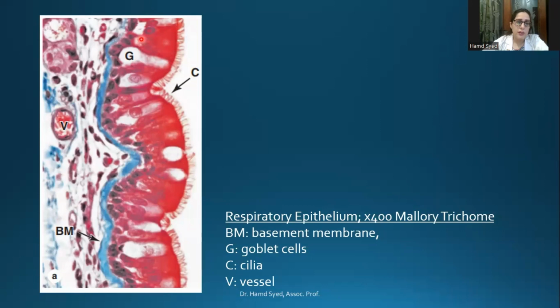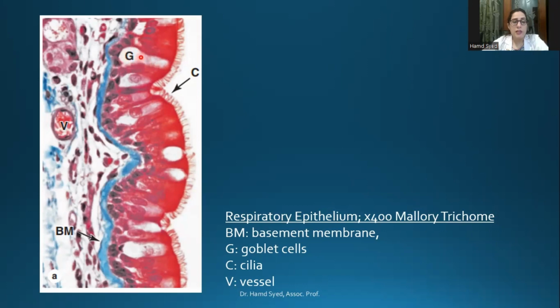So here we can see these are the tall columnar ciliated cells. And here G, the labeled structure, is the goblet cell. The goblet cell is a round cell. As you know, a goblet is a thick, round drinking cup. So that's why it's called the goblet cell.